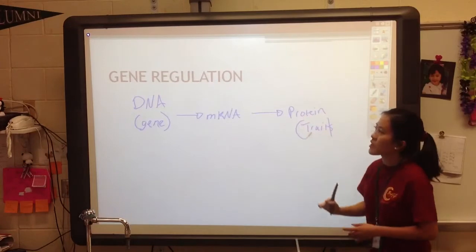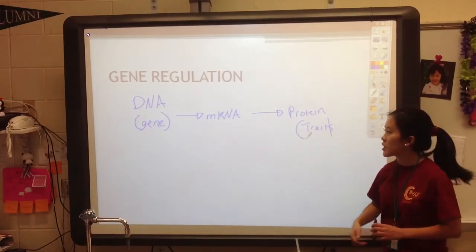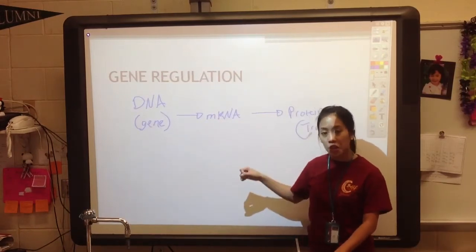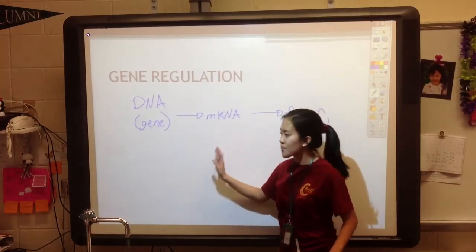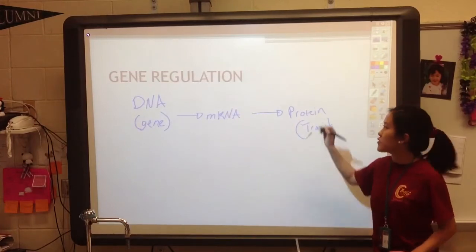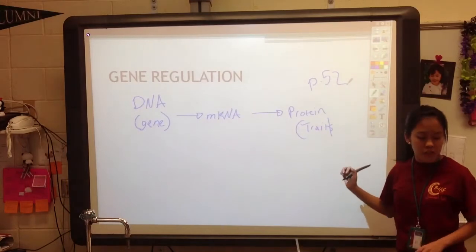In this section, we're going to look at gene regulation. What do we do to check to make sure that our DNA and our mRNA contains the correct code? And what is it called when there's actually mistakes in that code? So for this section of notes, you're going to be on page 52. And again, we're talking about gene regulation.